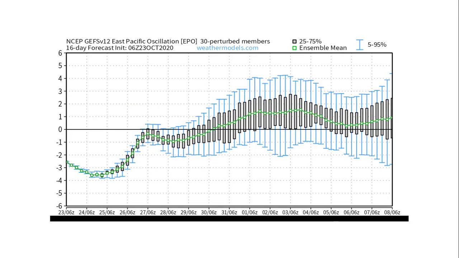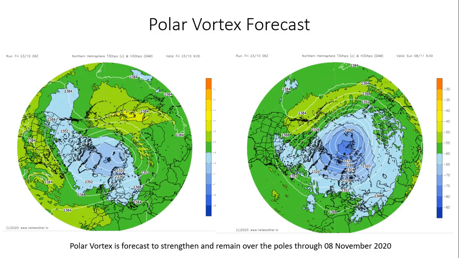And then finally the NCEP GEFS version 12 EPO with 30 perturbed members on this model run, 16-day forecast out to the 8th of November, showing an overall trend from negative EPO to positive EPO the last few days of October into early November.